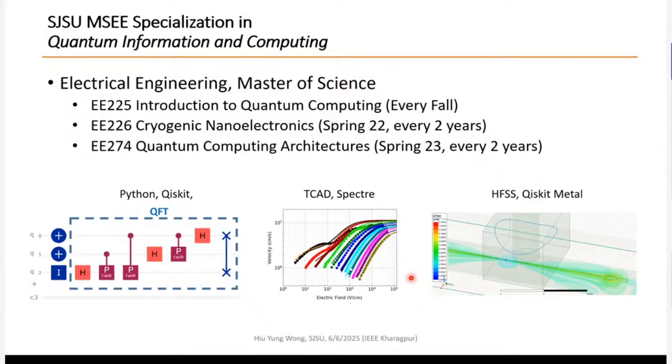In our Master of EE program, we have a concentration on quantum information and computing, and here our philosophy is that we believe the students need to learn some basics on quantum computing and then learn the low temperature electronics and also quantum computing architecture. They probably will be well trained to work in the electrical part in a quantum computing company.